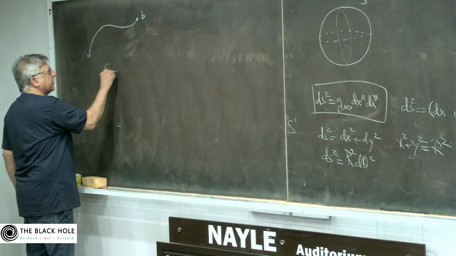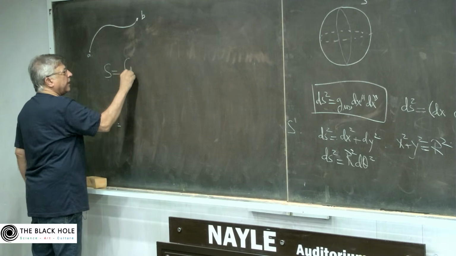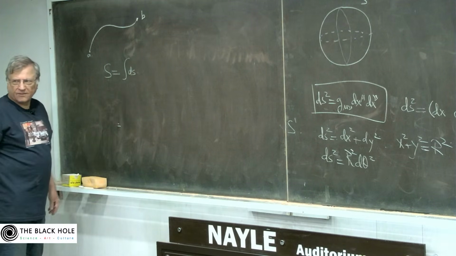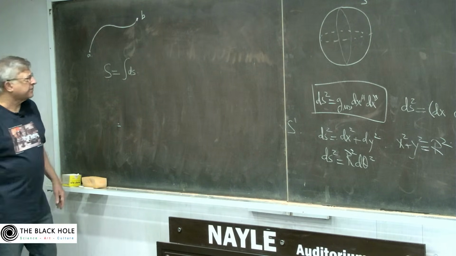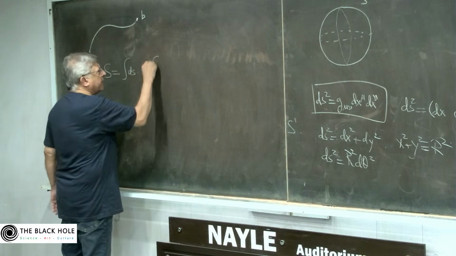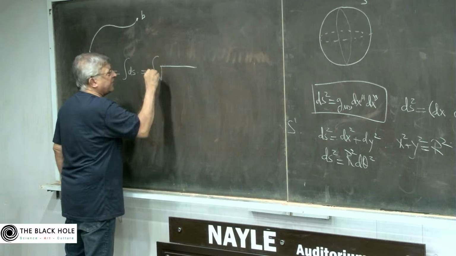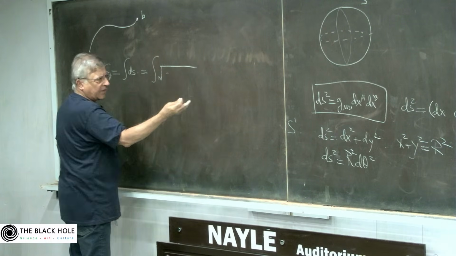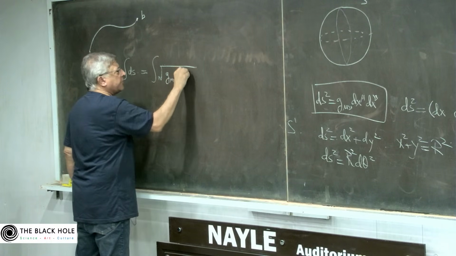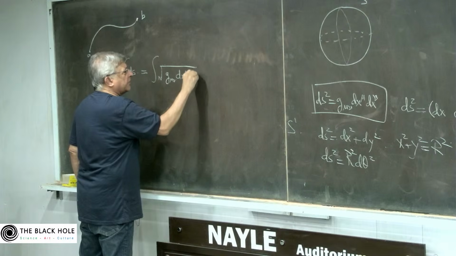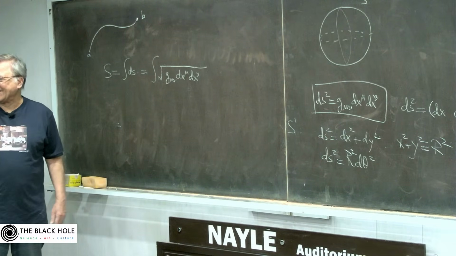So the total distance between two points will be the integral of ds. Integration is just summation, isn't it? That's all that it is. Okay, so let me put that in. ds is the square root of g mu nu dx mu dx nu. Looks a little odd, doesn't it?